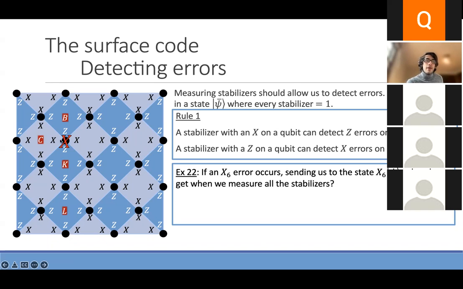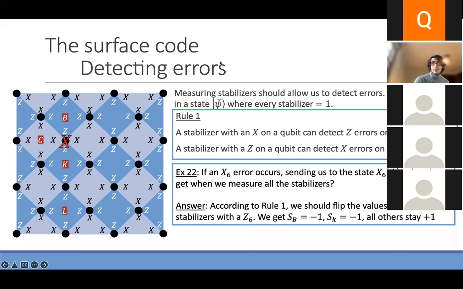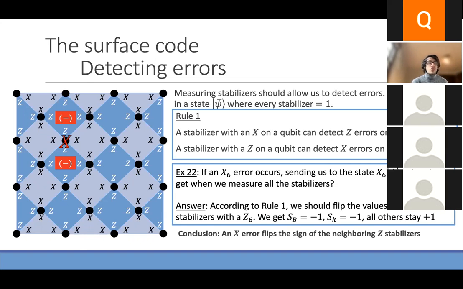So by rule 1, if there's an X error on this qubit, it's going to flip the stabilizers that have Z's on that qubit. So B and K both have Z's on that qubit. On the other hand, C has an X on that qubit, so it doesn't detect that error. So just B and K get flipped. We flip the values of stabilizers with Z6 in them. So we get SB equals -1, SK equals -1, and all of the rest +1. And so the punchline is that if there's an X error, it's easy to visualize what's happening. It's easy to kind of see this geometrically. We get minus signs on neighboring Z stabilizers.